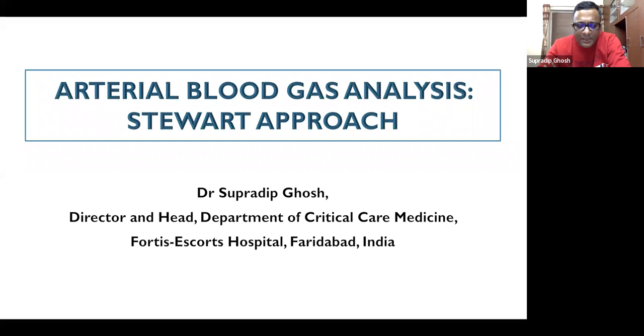Then we have the approach provided to us by the famous Sigurd Andersen, or the base excess approach. And the third approach is what we call the physico-chemical approach, which was provided by Peter Stewart in the 1970s. All three approaches are almost similar in their respiratory component. They differ significantly in their approach regarding metabolic acid-base disorders.